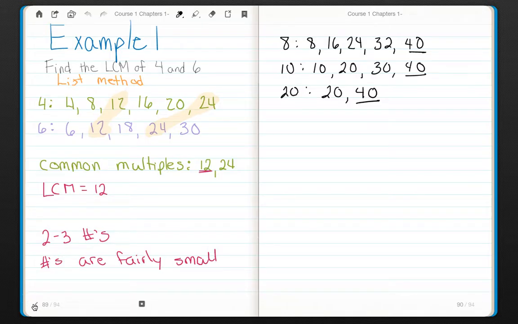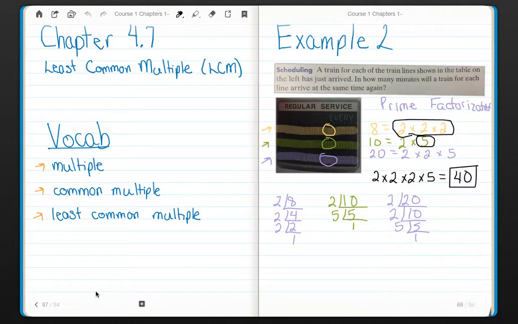So you have 2 options. Use the list method or use prime factorization. Circle each factor where it appears the greatest number of times. So I have 3 2's for 8. I have 1 5. Multiply all of those together, and that gives you your least common multiple. Okay, that's it for chapter 4.7. For example 2 or quick check 2, I want you to use prime factorization to find the least common multiple. Give it a try and see how it works, okay? And we will go over any questions the next time I see you.